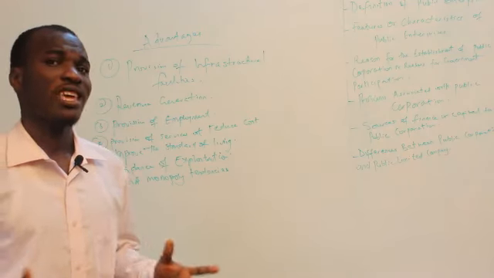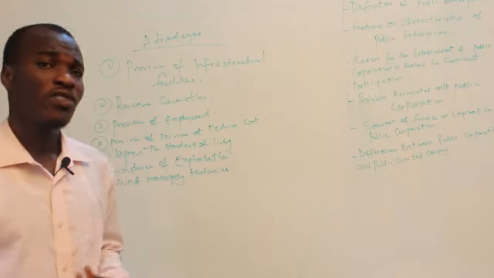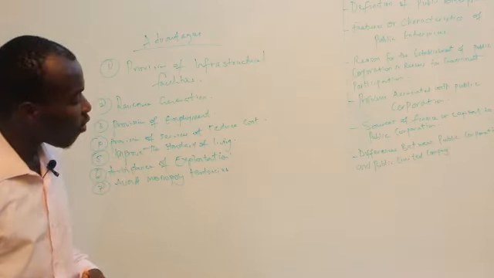So which, at the end or in the long run, improve the standard of living of the people. So the next thing is the avoidance of exploitation.